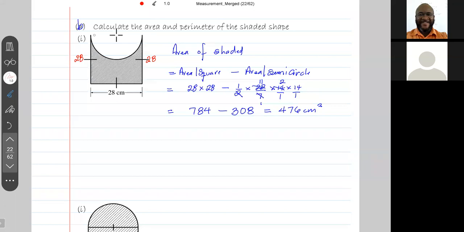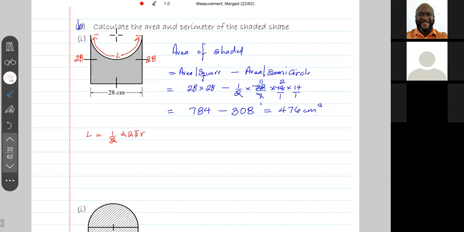What I don't know is this curve length. I need the curve length. Let's call it L. Do you agree that the curve length is half of a circumference? Anybody? Would you agree that the curve length L is half of the circumference? Yes, sir. So L would be a half of the circumference, which is 2 pi r.